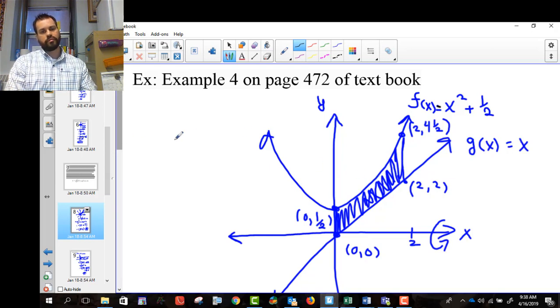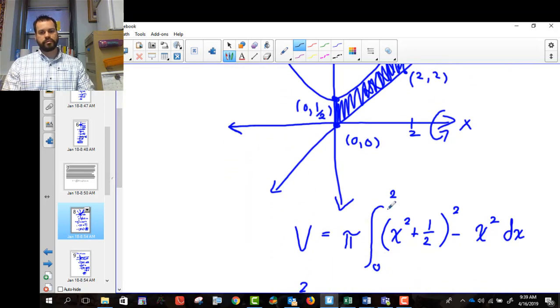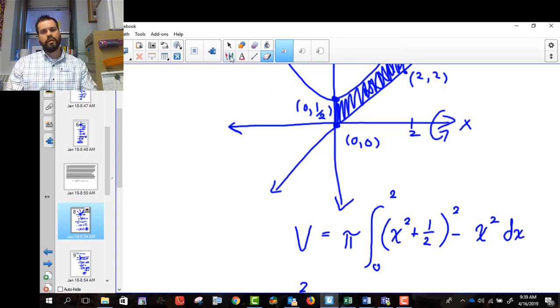To find the volume, note that the two functions actually never intersect, but it tells you to start at 0 and go to 2. So your volume formula has integration limits from 0 to 2: the lower limit is 0 and the upper limit is 2. Your top function is x squared plus 1/2 and your bottom function is x. So it's f of x squared minus g of x squared. This is our f of x, and this is our g of x.